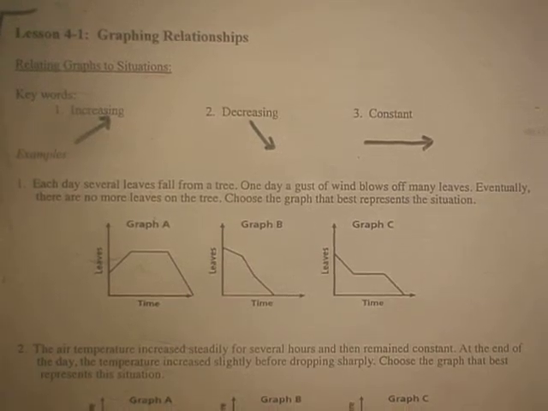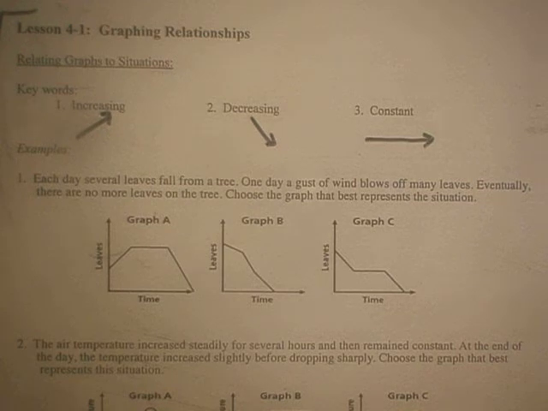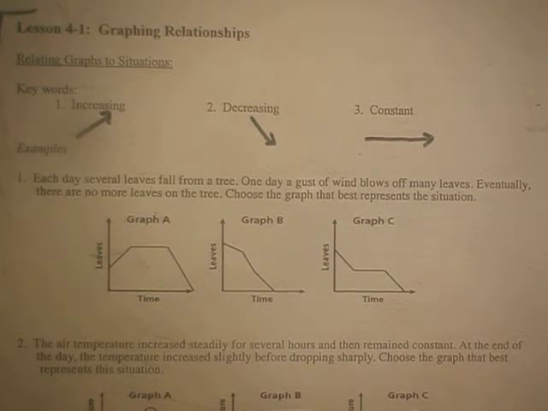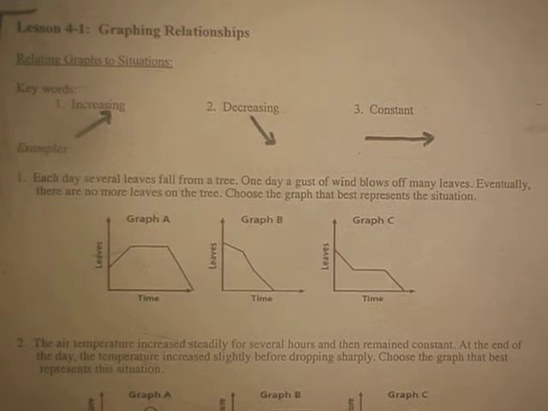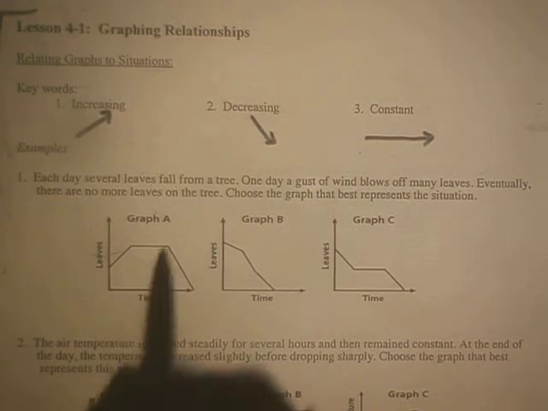So our first example says, each day several leaves fall from a tree. One day a gust of wind blows off many leaves. Eventually there are no more leaves on the tree. And we need to choose the graph that best represents this situation. So there are three things that are happening in this graph.